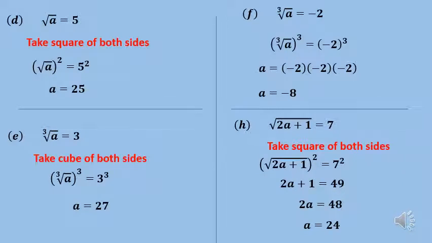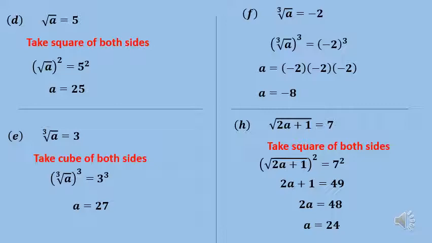On this page, we are going to solve some more parts of this question. D part, square root of a is equal to 5. Take square of both sides to remove the square root. Square cancels with square root, then we have a is equal to 25. So the value of a is 25.